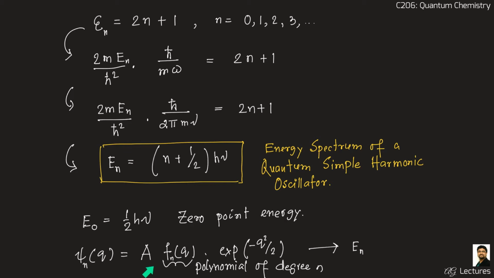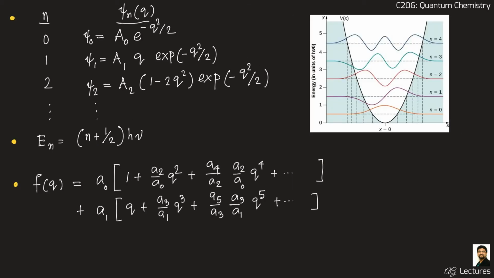So let's have a look at the first few eigenfunctions, how this polynomial Fn looks like, and then we can draw the first few of them to get a feel of how the wave functions look like for a simple harmonic oscillator. I have written down the first few wave functions for n equals 0, 1, and 2. I call them psi 0, psi 1, and psi 2. All of them are functions of q. And I have used different normalization constants A0, A1, and A2 for them.